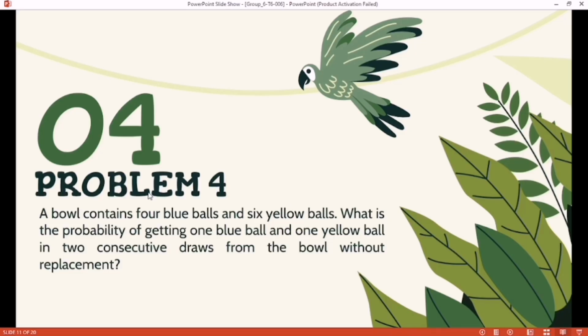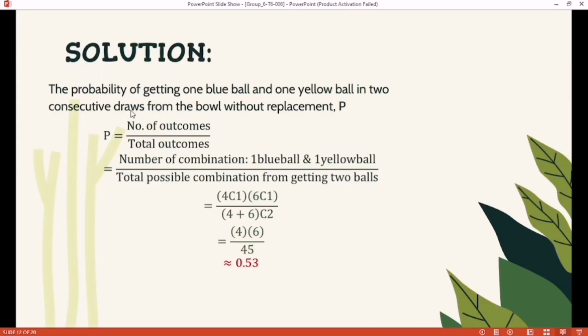Problem number 4. A ball contains 4 blue balls and 6 yellow balls. What is the probability of getting 1 blue ball and 1 yellow ball in 2 consecutive draws from the ball without replacement? This problem is about the probability of getting 1 blue ball and 1 yellow ball. The order doesn't matter, so it's a combination also.